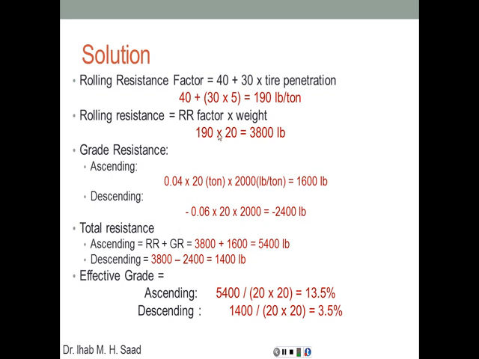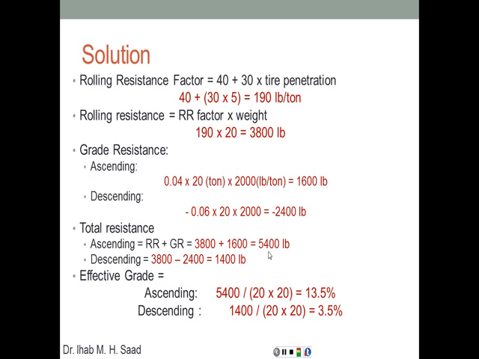So the total resistance, if you're moving uphill, is rolling resistance plus grade resistance, 3,800 plus 1,600. That's the total of 5,400 pounds. Going in the opposite direction, descending downhill, is going to be the same, 3,800 minus, in this case, 2,400, which gives only 1,400 pounds.